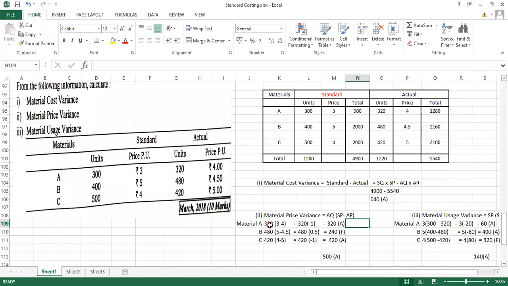Now, in bracket you have to subtract the actual price from standard price. So देखो, standard price is how much? 3. Actual price is 4. So 3 minus 4, when I do, I will be getting a negative 1. So 320 into negative 1 will give me 320 adverse. ठीक है, 320 adverse.